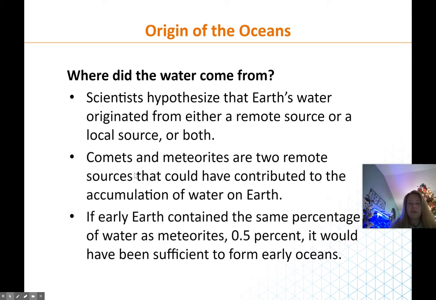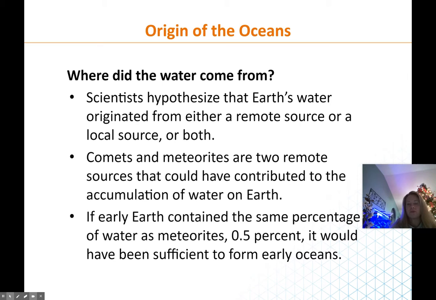All right. So in the oceans, if we think about where all this water came from, scientists think, or hypothesize. And remember, a hypothesis in science is an if-then statement. So if something occurs, then this will happen. So there's a variety of reasons. So comets and meteorites actually contain quite a bit of water. So those are two remote sources.